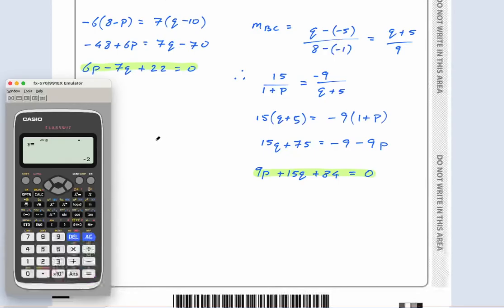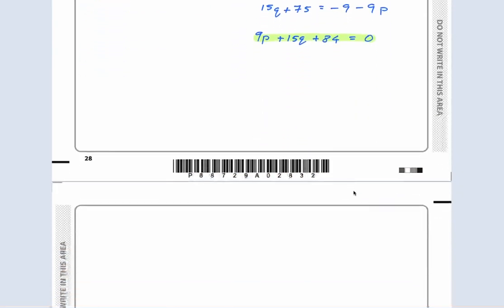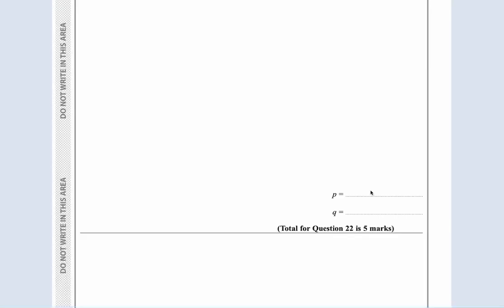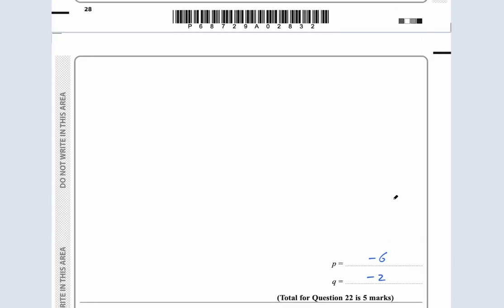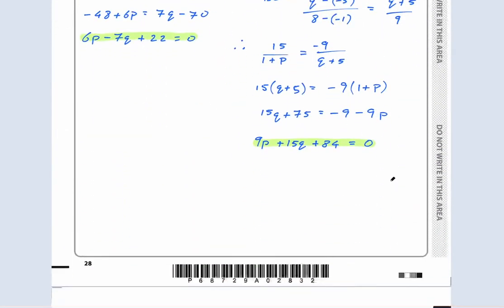Now that's actually the correct answer, which is good news for me. Now you wouldn't know that in an exam, but it does look like a nice whole number. So x is -6 and y is -2. So down here you can write p is equal to -6, and q is equal to -2. And then we need to show our working.